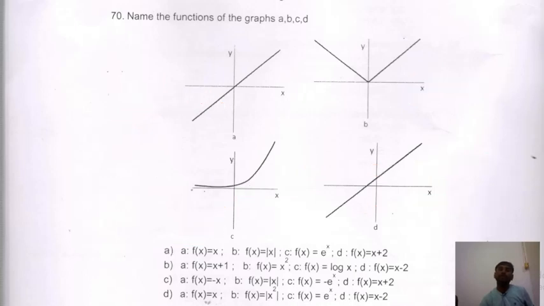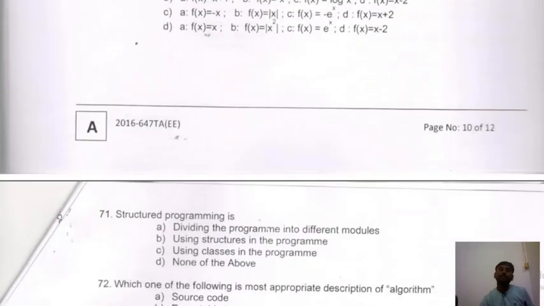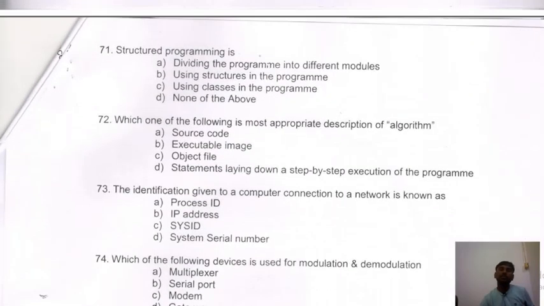So 70 is over, next 71. Structured programming: I already told you, some questions in this LPSC exam will ask from C programming concepts. If anybody knows C programming at diploma level, that is good, otherwise not a problem. Two to three questions will come. You focus on another part of the subject, you will get marks from there.